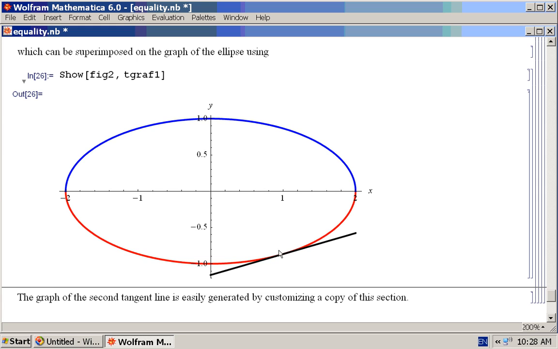Well, now I'm not going to do it, but we could easily make a copy of this here and customize it to easily draw the tangent on the upper part where x equals 1. Anyway, that's the end of this story, so I hope that you enjoyed it.